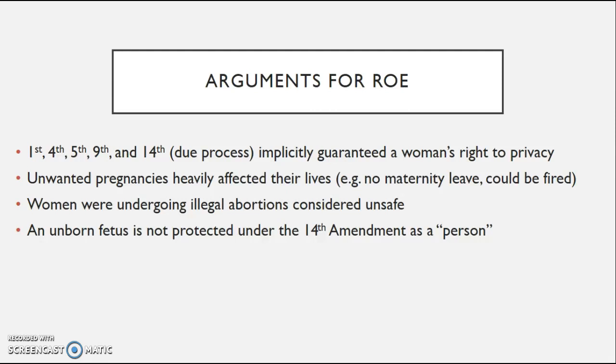So another argument that's going to be made is that unwanted pregnancies heavily affected women, especially in the 1970s and earlier. There was no maternity leave. You could even be fired, actually, for being pregnant, and this could inhibit the career of women. Women were also undergoing illegal abortions that were considered unsafe, again, jeopardizing the life of the mother. And then the question becoming as to whether or not an unborn fetus is protected under the 14th Amendment. Arguments for Roe are going to say, well, an unborn fetus does not constitute, quote unquote, a person here.